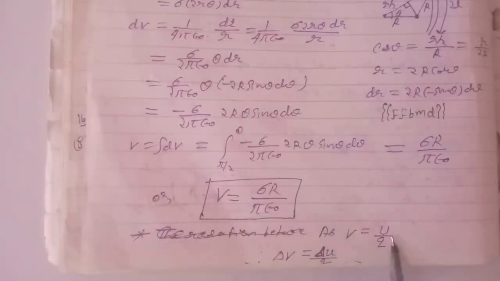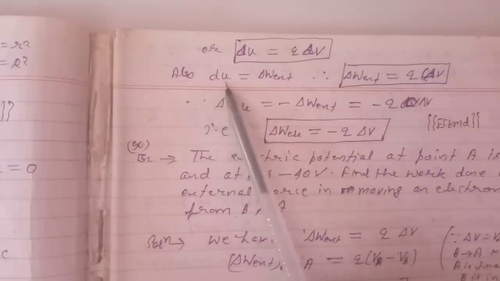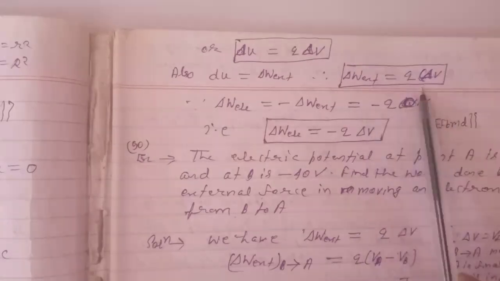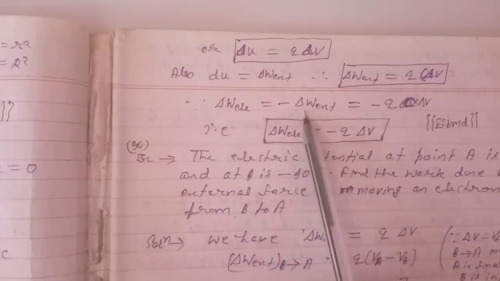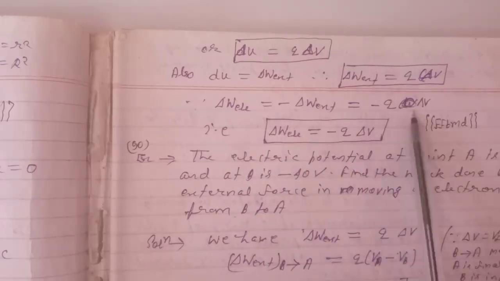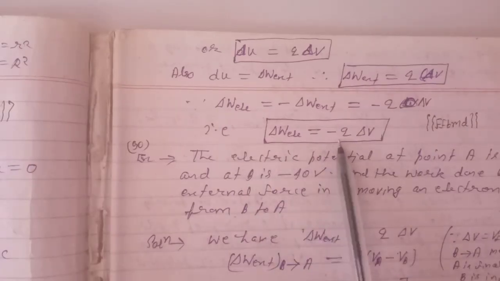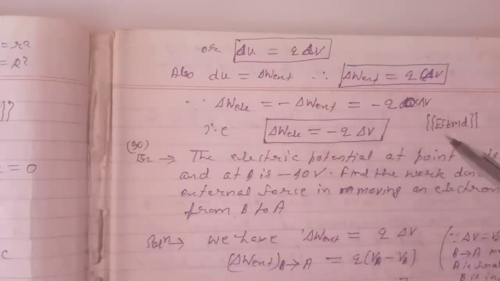Next important point, as V equals U by q, so delta V equals delta U by q, or delta U equals q into delta V. Also we know that delta U equals delta W external, hence delta W external equals q into delta V. Since delta W electrical is minus of delta W external, so it equals minus q into delta V, that is, delta W electrical equals minus q into delta V.